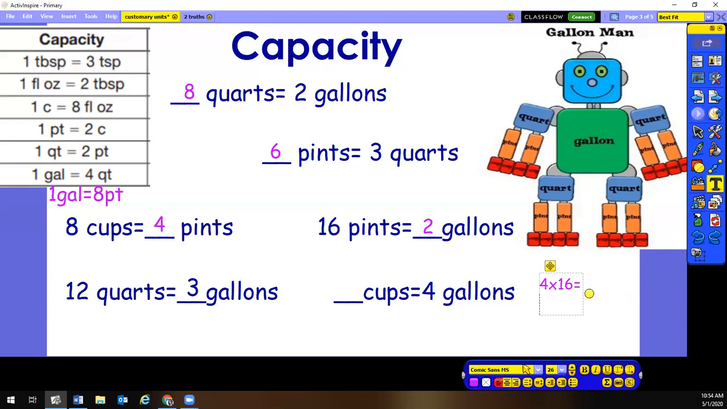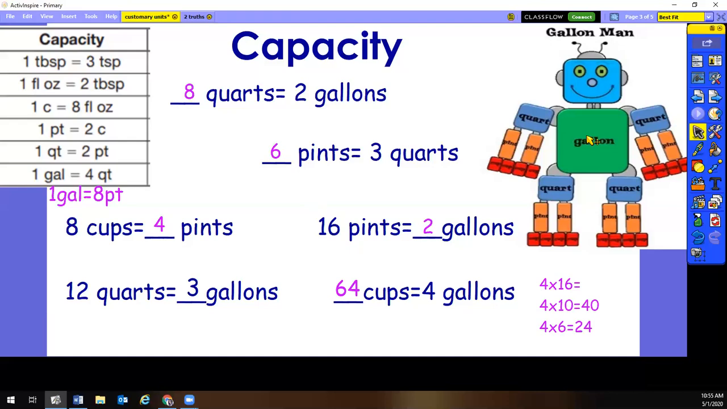Well, I can break that down if I don't know that off the top of my head. I can do 4 times 10 is 40. And then 4 times 6 is 24. And all I did was break apart 16 into 10 and 6. And if you add those up, 40 and 24, you get 64. So there are 64 cups in 4 gallons. So if I had 4 of these gallon men here, I would have 64 cups.